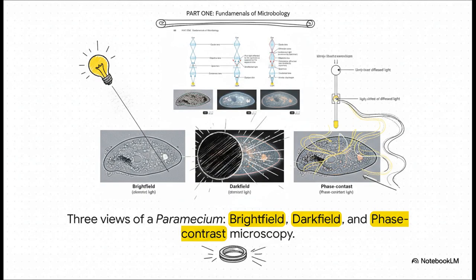What we have here are three different views of the exact same paramecium. On the left, that's standard brightfield. You can kind of see the outline, but not much detail inside. In the middle, that's darkfield. Here, by blocking the direct light, the specimen itself scatters light back at us, making it pop, all lit up against a black background. And then on the right, we have phase contrast. It's this super smart technique that plays with light waves to make internal structures visible with way more clarity. Three different ways of playing with light, and each one reveals a whole new layer of detail.